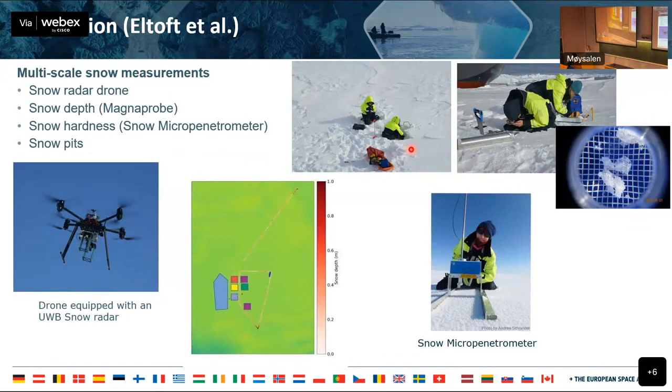Then the snow. A lot of multi-scale snow measurements were done. We have this snow radar drone, which went flying around away from the ship. More high resolution snow measurements were also done to confirm that what the drone was observing was what we would be observing ourselves, which includes snow pits, snow hardness, and snow depth information.